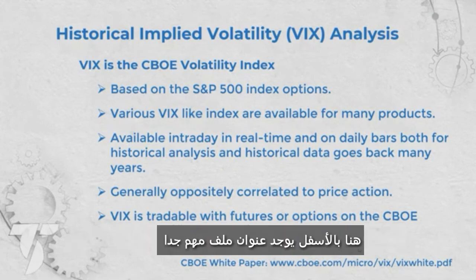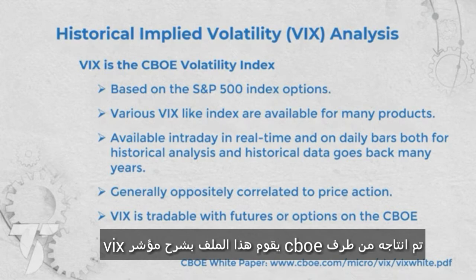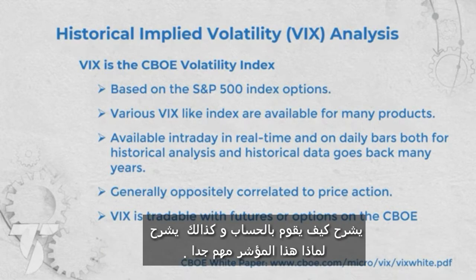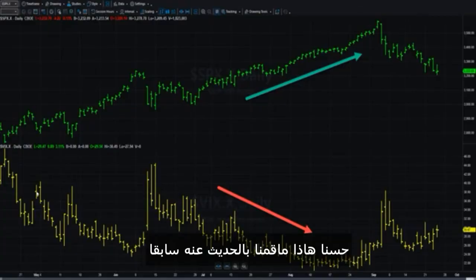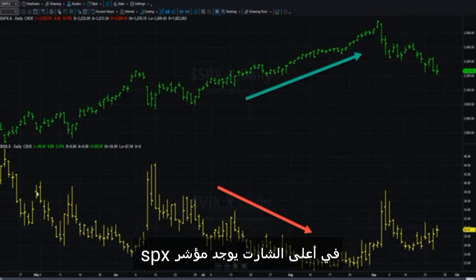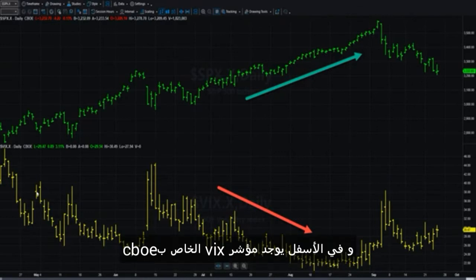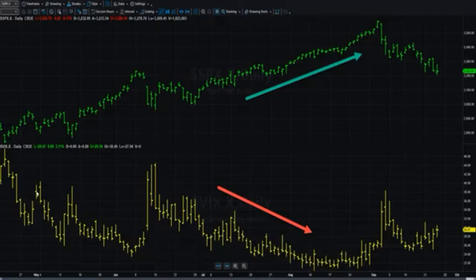Point here, if you notice at the bottom of this slide, there's a really great white paper produced by the CBOE that explains what VIX is, how it's calculated, why you need to care about VIX. So first things first, this is what we talked about a little bit earlier. In the top of the chart here, this is the SPX index. This is the cash index of the S&P 500. And in the bottom is the CBOE VIX index. This is $VIX.X. That's how you get it into a chart.